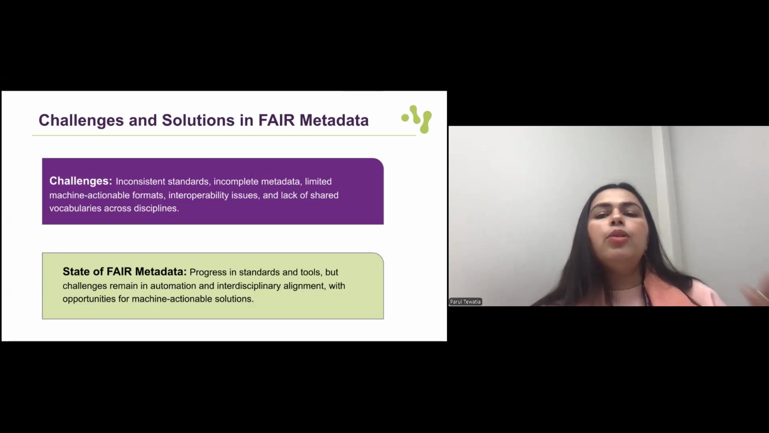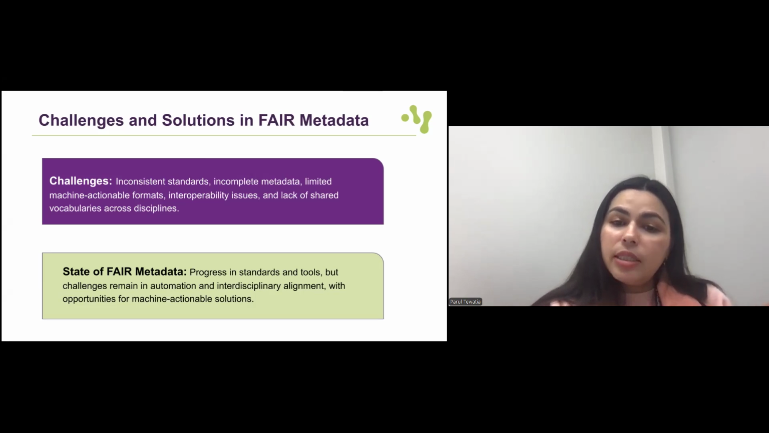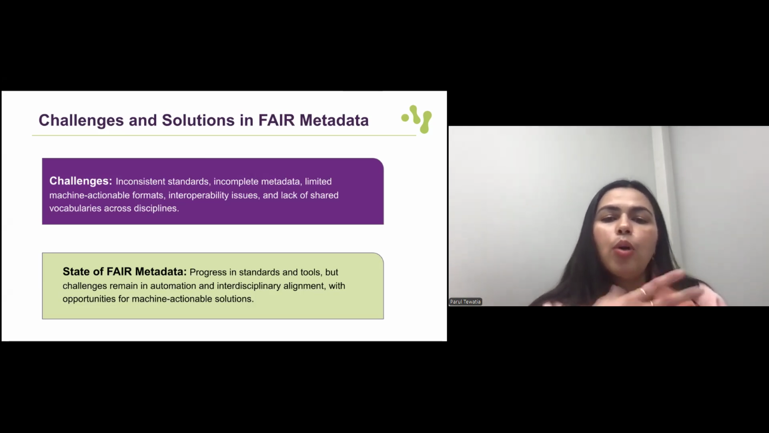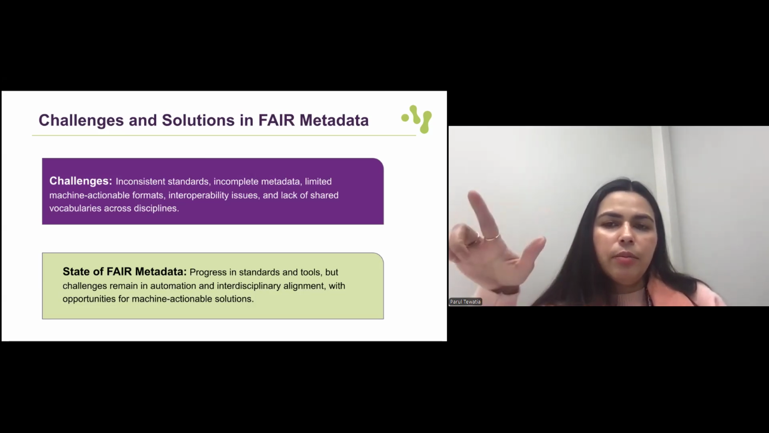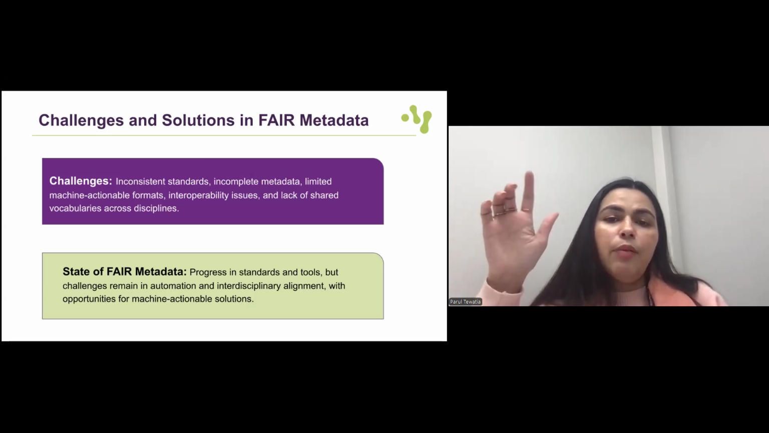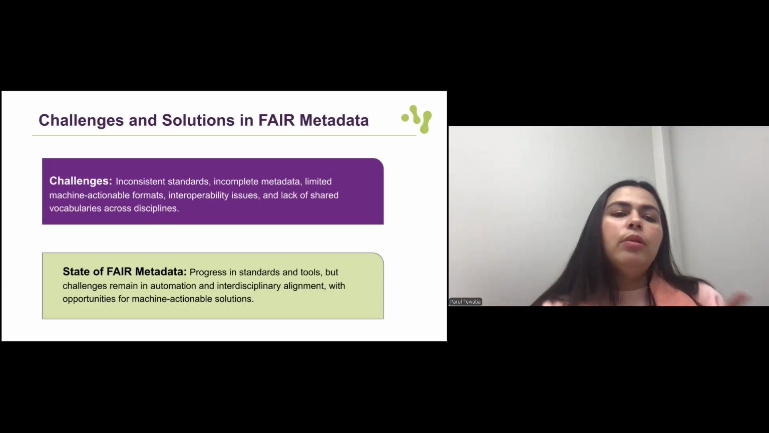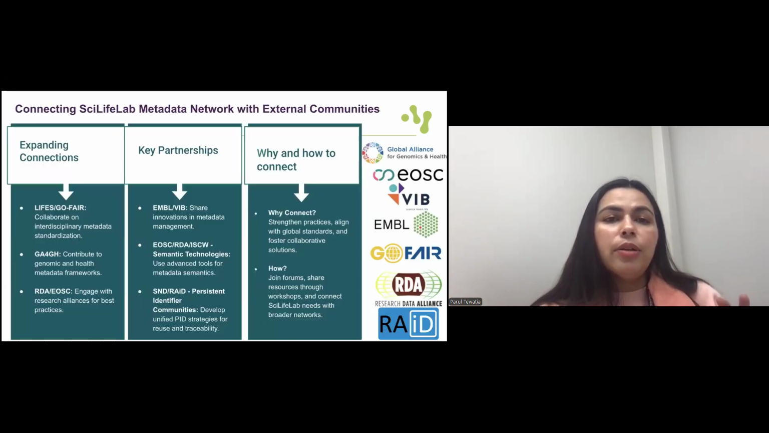What is the state of FAIR metadata right now? So we need to have progress in standards and tools, but to build on the already existing ones. Then have it as automated as possible. So you just go into the drop-down, you select what is more relevant to you, and you do not have to do manual input as much as possible. So that makes it as machine actionable as one could, right?